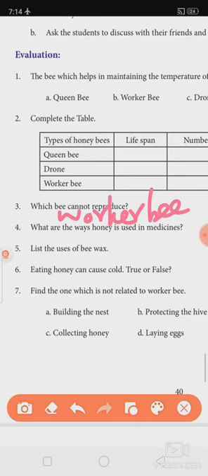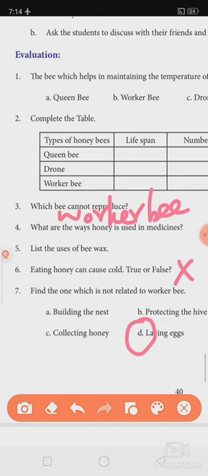What are the ways honey is used in medicines? Fifth one, list the uses of bee wax. I will tell you the answer. Sixth question, eating honey can cause cold. True or false? It is a false statement. It will cure cold. Find the one which is not related to the worker bee: laying eggs. You just collect honey. That is its duty. Collecting honey, building the nest, protecting the hive is its duty. It will not lay eggs.